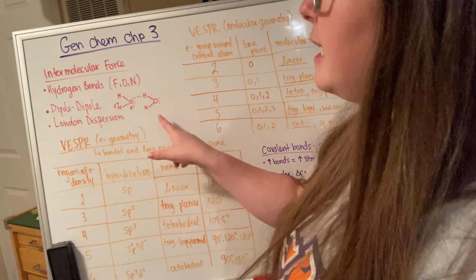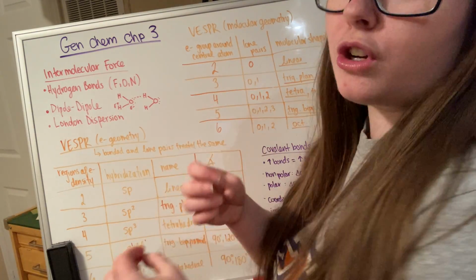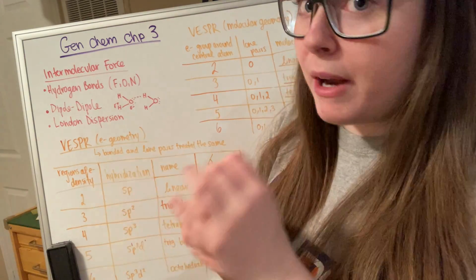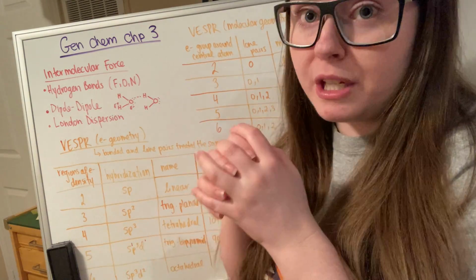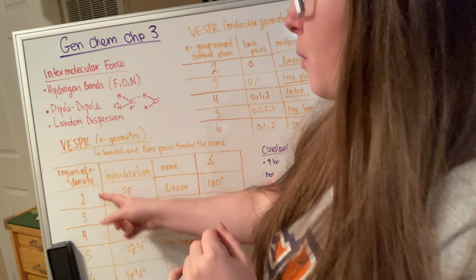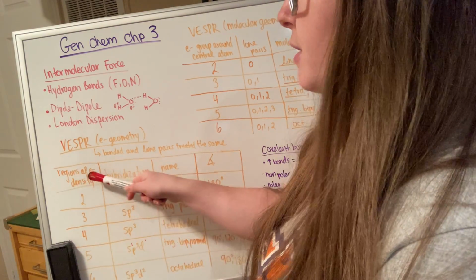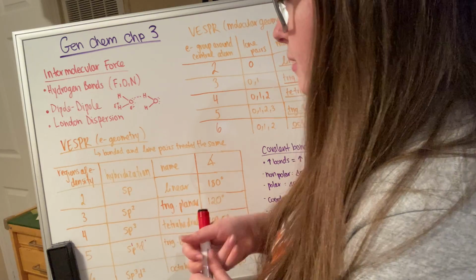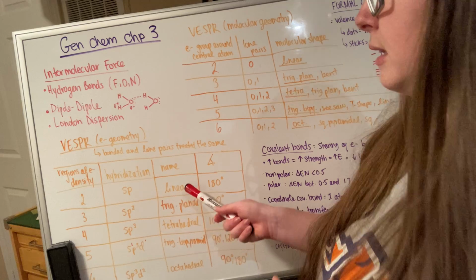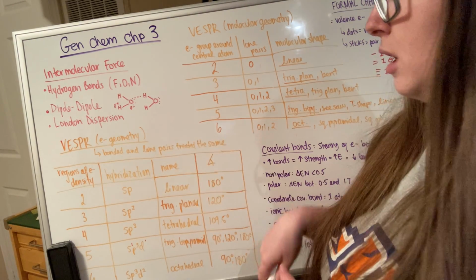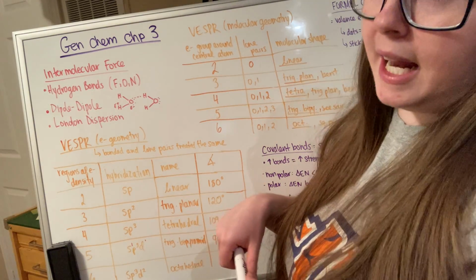When we're looking at the electron geometry, the bonded electrons and the lone pairs are treated as a region. No matter if it's lone pairs or bonded electrons, each of those things is considered a region. Okay, so we're going to look at this through this chart. If we have two regions of electron density, we're going to have sp hybridization. This is linear, the name of the electron geometry, and the bonding angle is 180.